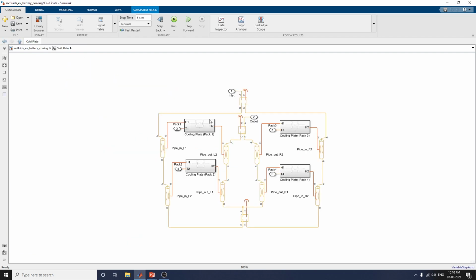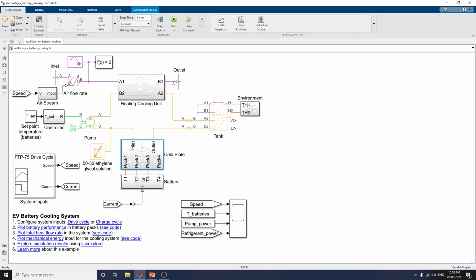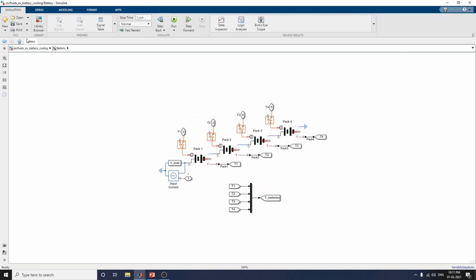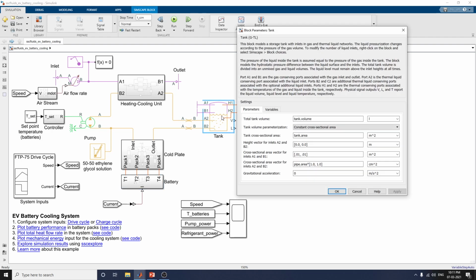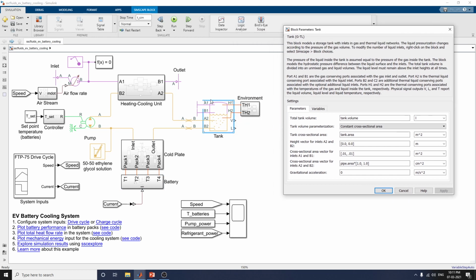Here these are the cold plate subsystems. Here this is the battery pack subsystem. This is the battery subsystem. Here the visualization block shows the speed, batteries, pump power and refrigerant power. Here is the environment, and this is our tank cooling liquid block. This block models a storage tank with inlets in gas and thermal liquid network. The liquid pressurization changes according to the pressure of gas volume. To modify the number of liquid inlets, you can right click on the block. You can select Simscape and block choices there.